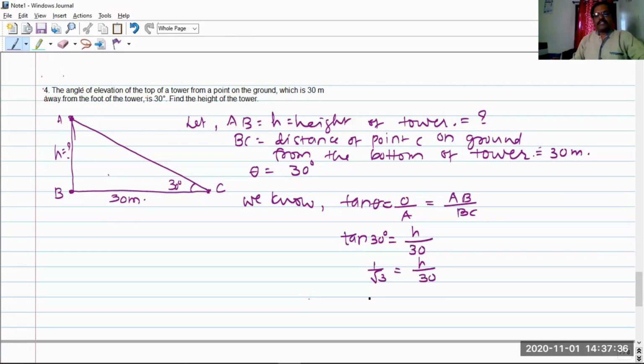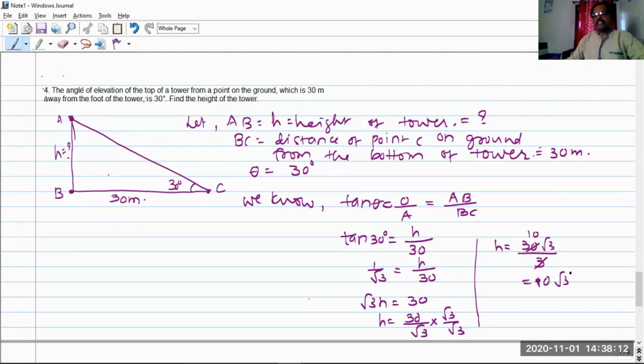So now take the cross multiplication. So H into root 3, that is root 3 H, is equal to 30 into 1, that is 30. So how much is H from this? It will be 30 by root 3. Now to remove this root 3 term, we can multiply and divide by the same number. So how much will H be from this? H will be equal to 30 root 3 divided by root 3 into root 3, which is 3. So the 3 can be simplified with this 30, which gives us 10 root 3. H is 10 root 3.